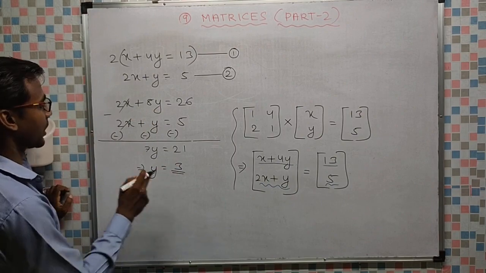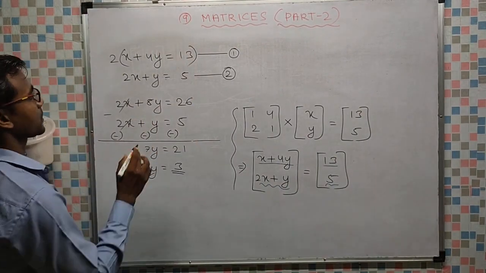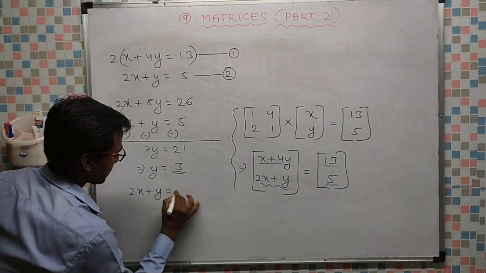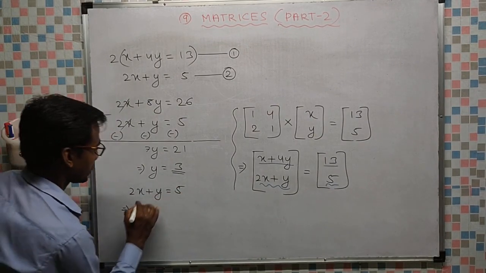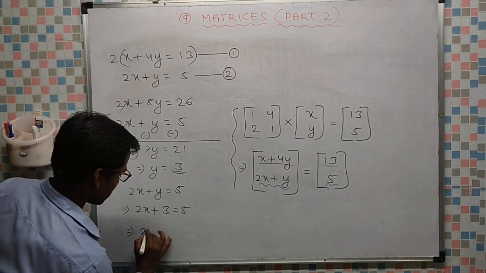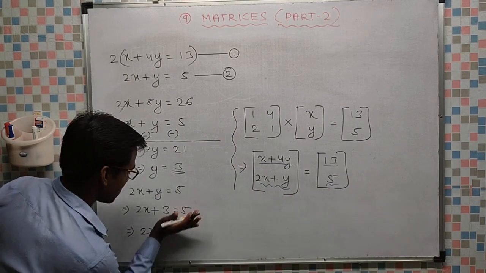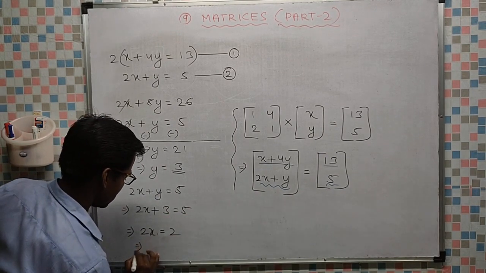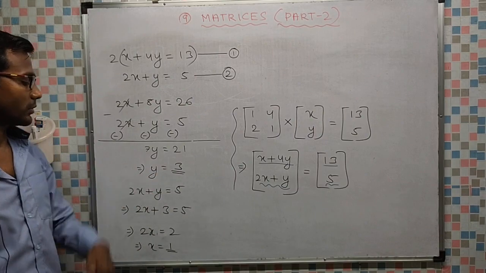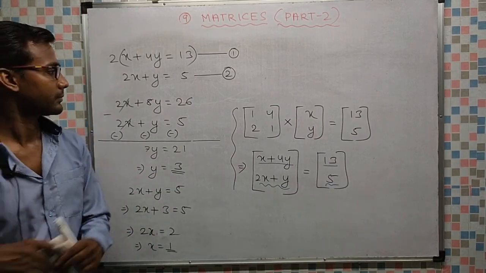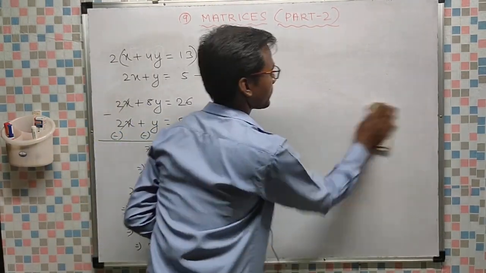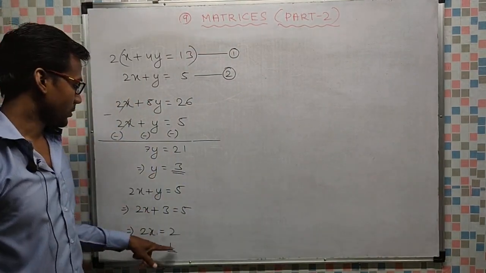Now let us go for x. We can put the value of y in any of the two equations. I am putting it in the second equation, the second equation is simpler. 2x plus y is 5, so 2x plus 3 is 5. 2x is equal to 2, x is equal to 1. On solving we got x is equal to 1, y is equal to 3.